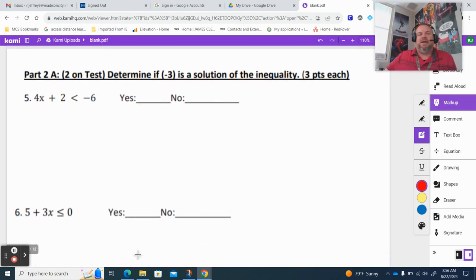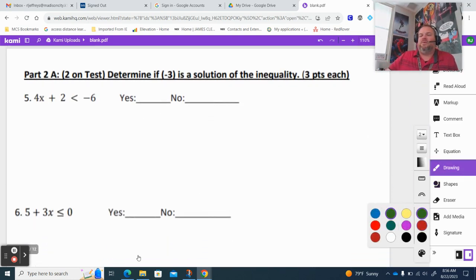Part 2A. I know somebody's like, why is there an A when you should just have like a part 2 and a part 3? I just want to do it that way.